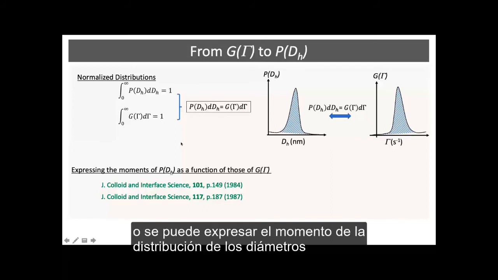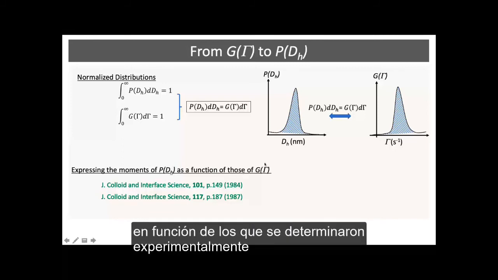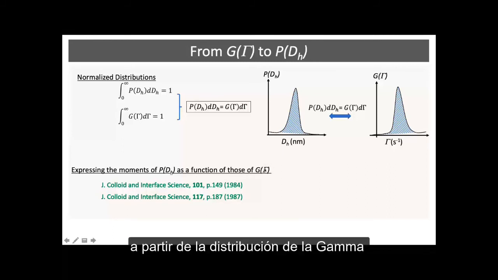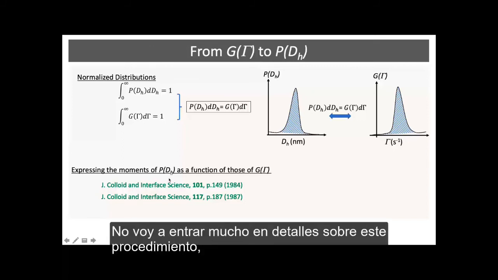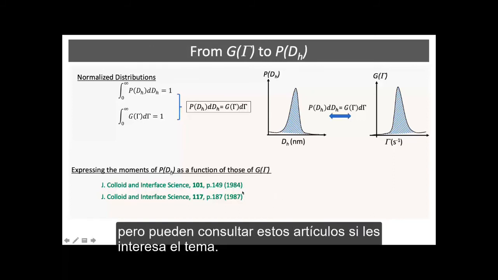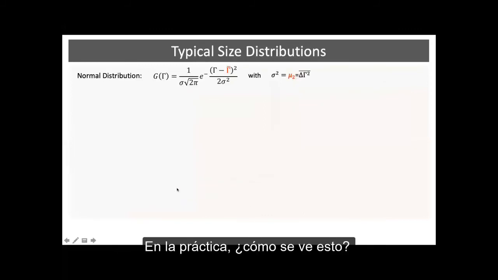vice versa. Or you can express the moments of the distribution of the diameters as a function of those that you have determined experimentally from the distribution of the gamma, and then assume a profile and calculate the distribution of the diameters. I will not go into much of the details of these procedures, but you can refer to this article if you're interested in the topic. In practice, what does this look like?